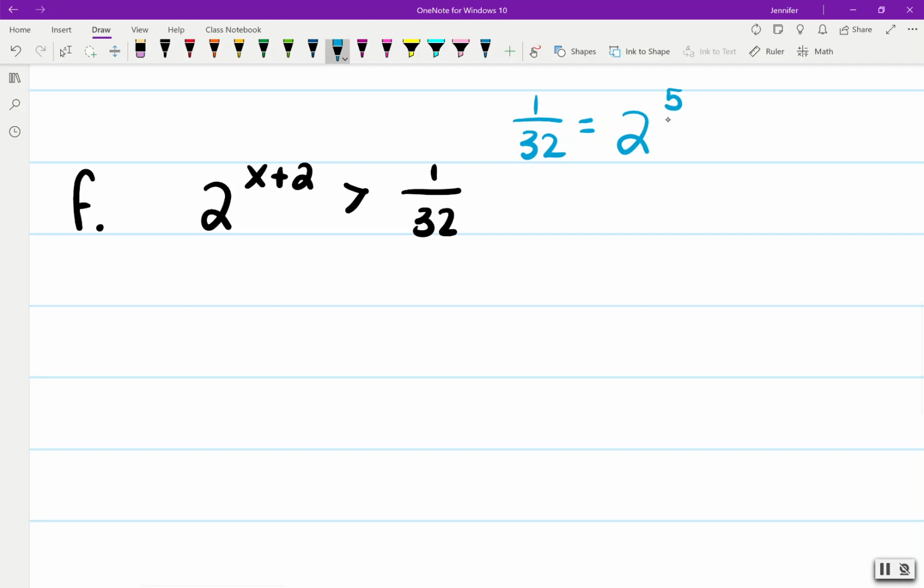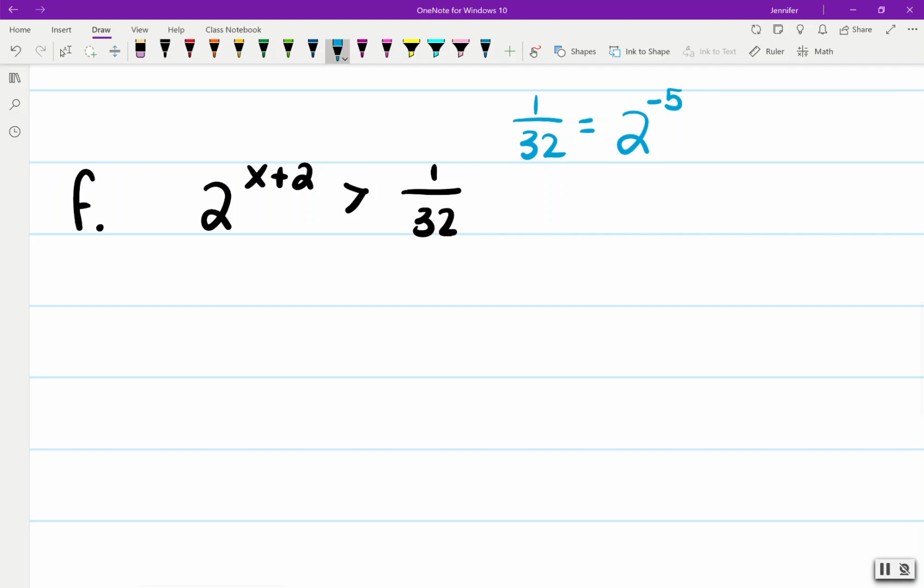What kind of exponent would make it flip into a fraction? What kind of exponent makes things flip into fractions? Negative. So I know that 1 over 32 is 2 to the negative 5th. Does everybody see how I came up with that? So 2 to the 5th is 32. And to make it flip and put it under 1, we have to make it a negative 5.